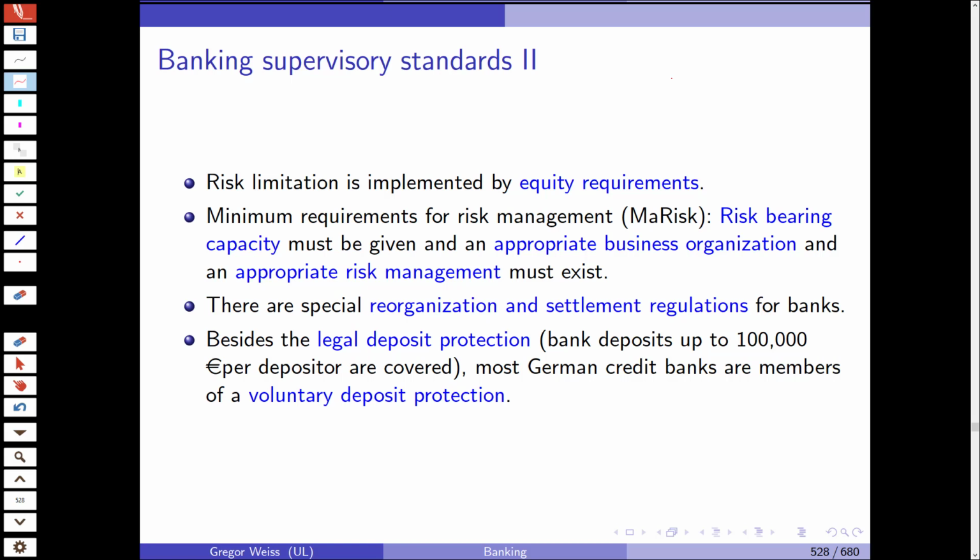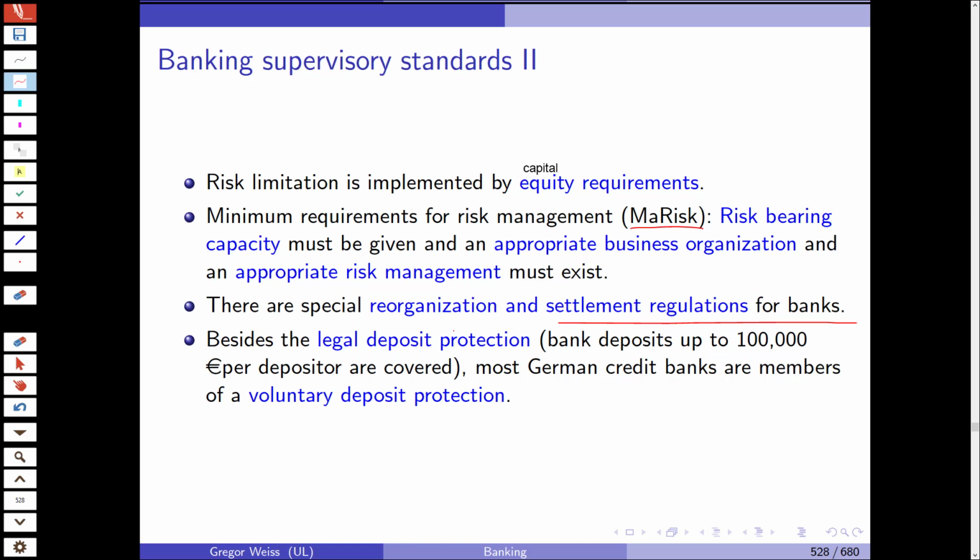What is done is, first of all, risk limitation is implemented by capital requirements. We've seen, not in the 30s, but much, much later, the minimum requirements for risk management, die Mindestanforderung an das Risikomanagement, die MaRisk. So risk-bearing capacity must be given, and we should have an appropriate business organization, and an appropriate risk management process must be in place in any bank. So there are special reorganization and settlement regulations for banks, meaning that you should have a so-called living will.